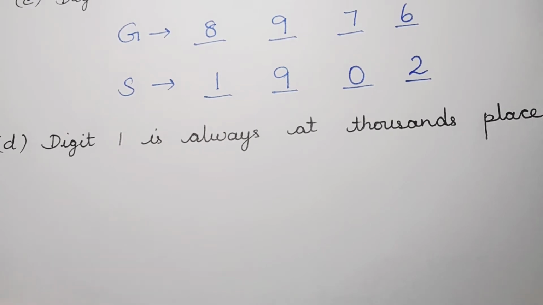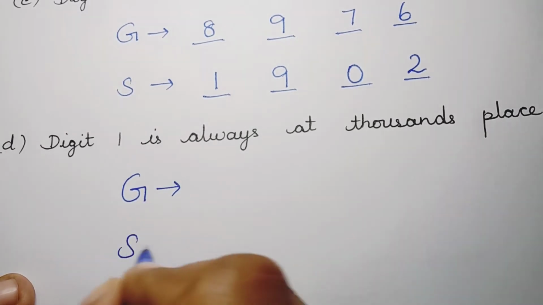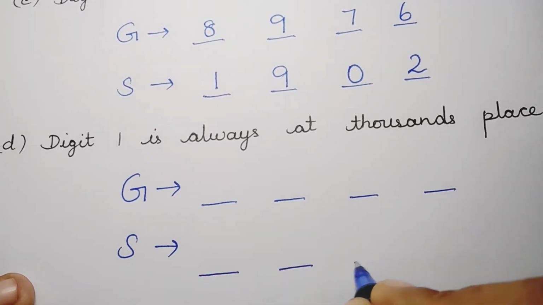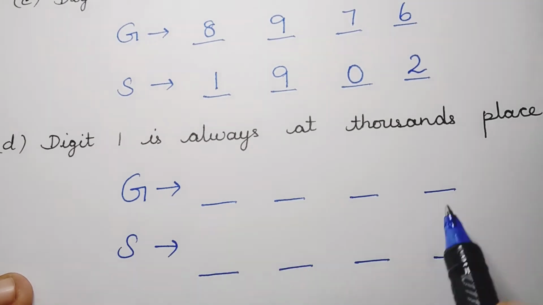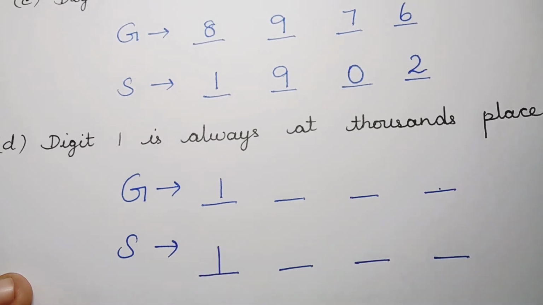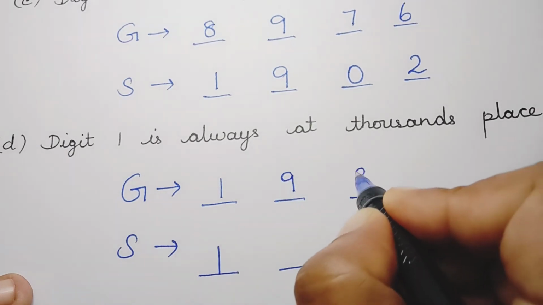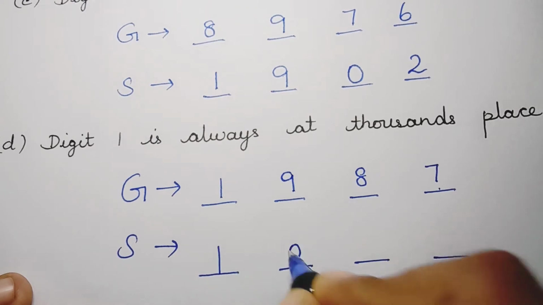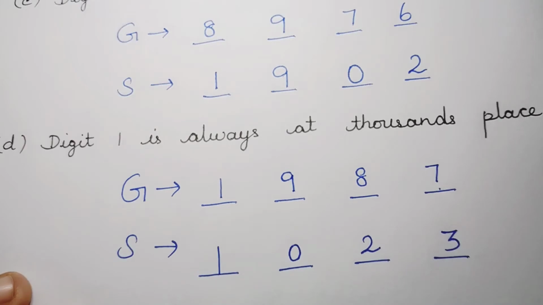Digit 1 is always at the thousands place. In the same way you can write greatest number, smallest number, both are 4 digits. Then digit 1 is always at the thousands place. So which is the thousands place? Ones, tens, hundreds, thousands. So 1 will be here. For finding the greatest number, you can write descending order from 9. So 9, 8, 7. Smallest number you can write from 0. 1 is already there, so you can write 2, 3. So this is the smallest number.